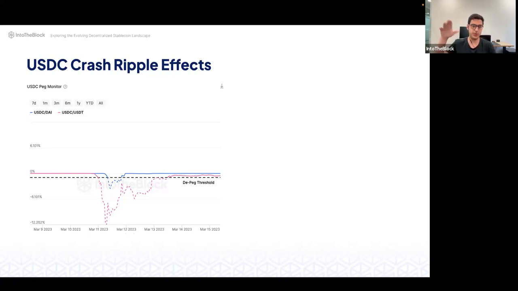So DAI also depegged versus USDT, and it created this situation where trust was sort of broken in USDC, and it revealed the hidden issues that DAI had from being backed by USDC itself, arguably being less decentralized than some alternatives. And it had some ripple effects that we continue to see.